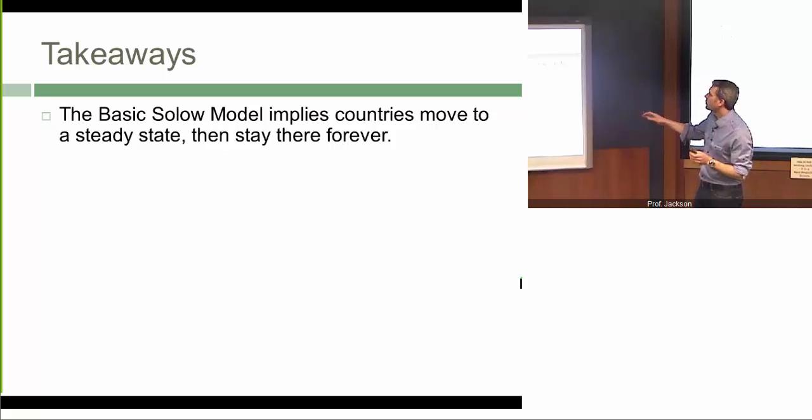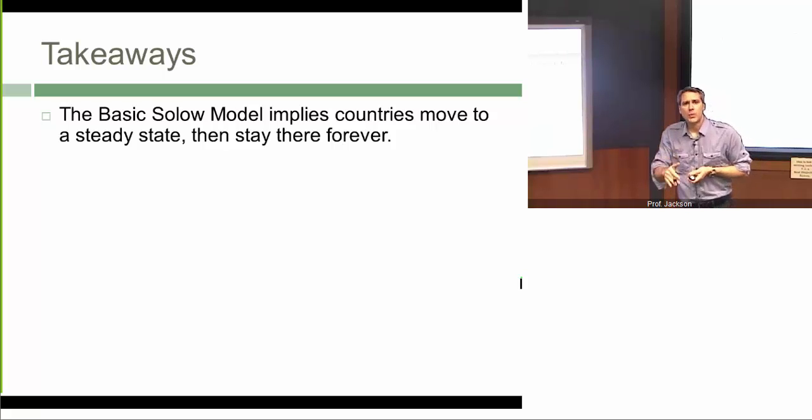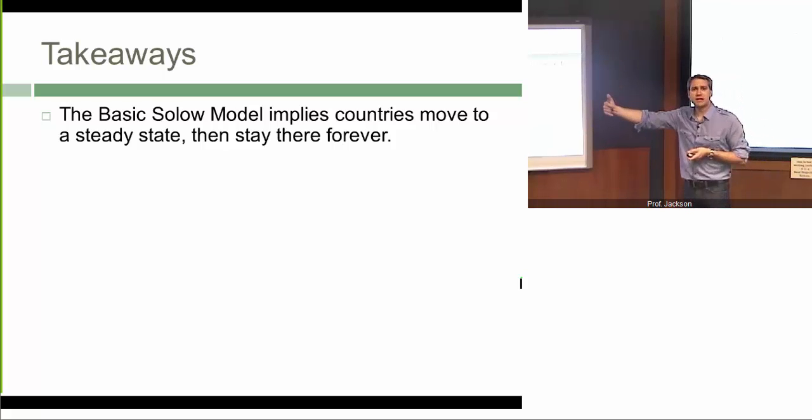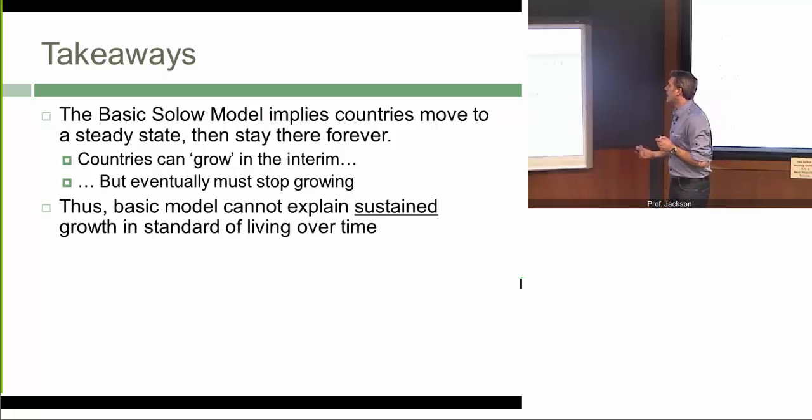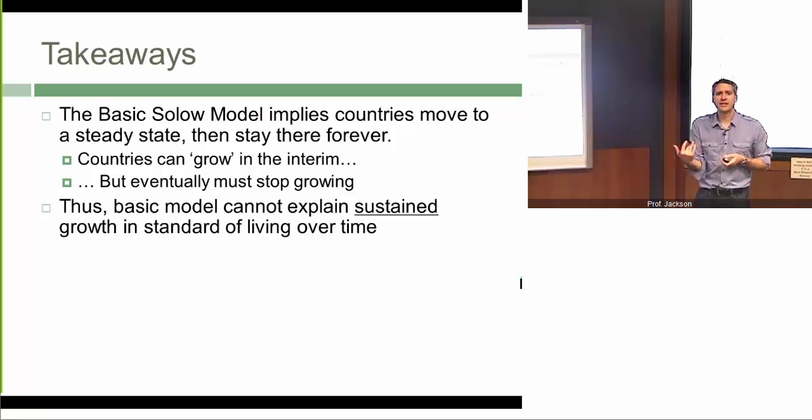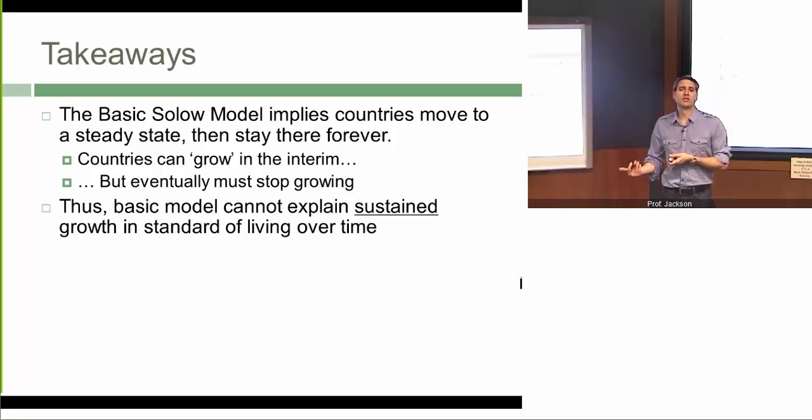The basic framework of the Solow model says that if we hold all these factors constant, once we get to a steady state, we never move away from that. So the implication is that we grow for a while until we get to the steady state, and then we just stay there and there's no growth whatsoever. The punchline here is that this Solow model assumes that all countries are eventually going to stop growing. The limitation of this basic framework is that it doesn't allow us to explain sustained growth in the standard of living over time.